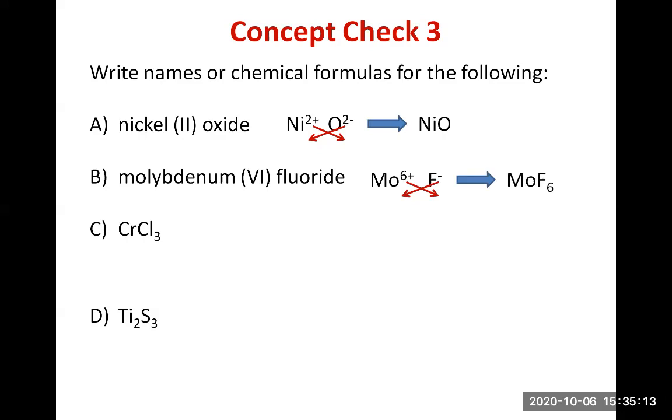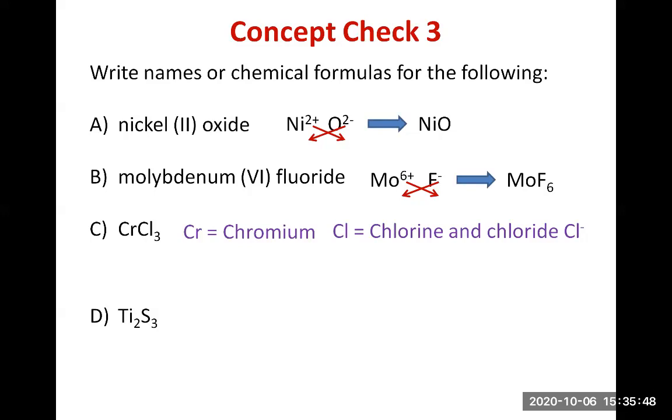Let's name CrCl3. So we have the formula CrCl3. Cr is chromium, Cl is chlorine, and the chlorine makes the chloride ion with 1 negative charge because it's a halogen from group 7A. And so chromium is in group 6B. It's a variable charge metal. So we will need the Roman numeral after chromium to indicate the charge of chromium in this compound.